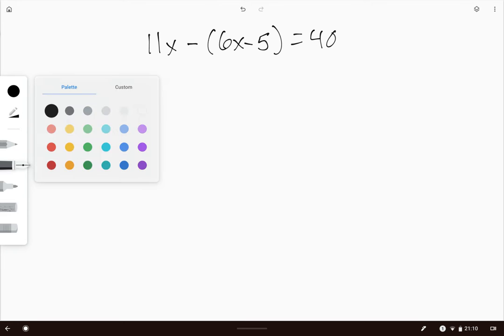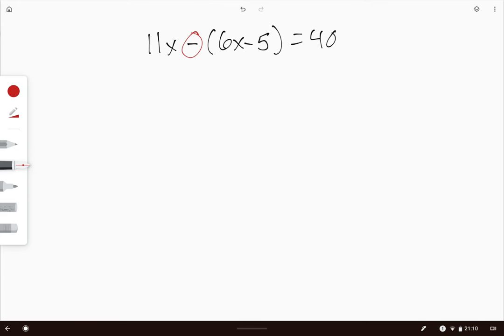All right, if I look at my next one, I have number 2, which is 11x minus 6 times (x minus 5) equals 40. Now, I see that I have parentheses, so the first thing I'm going to need to do is distribute. Also, you need to notice that we have this negative in front of my parentheses, so I need to treat that negative like it's a -1 and distribute it to everything inside the parentheses. And remember, negative times a negative is a positive, and that's going to create the sign change. So I'm going to have 11x minus 6x plus 5 equals 40.